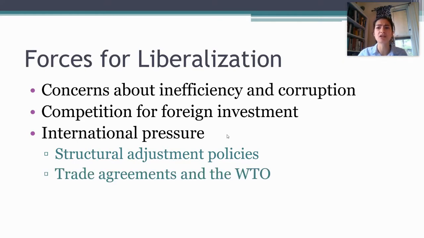And then similarly, other states have entered into trade agreements with each other, or they've joined the World Trade Organization. Those are political agreements that carry with them the obligation to liberalize the economy in certain ways. And when we get to Mexico very soon, we'll talk about NAFTA, the North American Free Trade Agreement, as a source of pressure for economic liberalization in Mexico. And we'll think a little bit about its impacts.